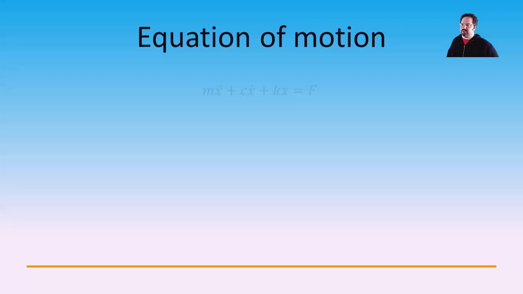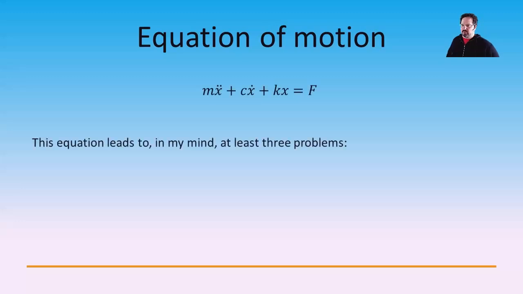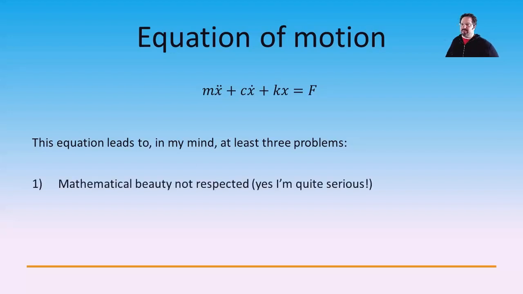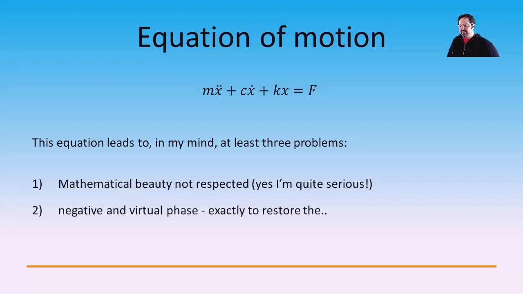So, equation of motion. The usual equation of motion. This equation leads to me, in my mind, at least 3 problems. First one, mathematical beauty not respected, and yes, I'm quite serious. 2, negative and virtual phase, exactly to restore the distorted or unrealistic physical meaning, and I'll show you what I mean.